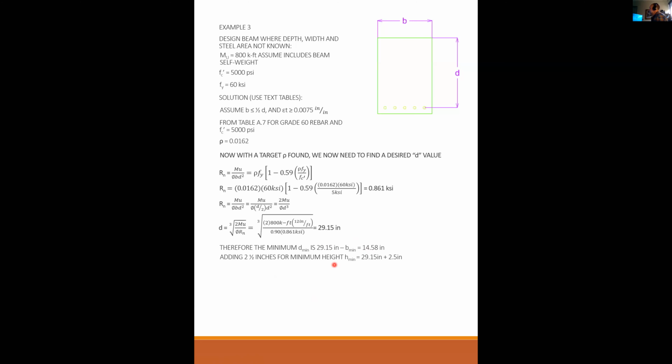If I add 2.5 inches for my minimum height, then 29.15 plus 2.5 gives me 31.65. If I need 31.65 minimum, I'm going to go to the nearest 2 inches, which in this case is 32 inches. So now I have a 32 inch beam. So my d is 32 minus 2.5 is 29.5. That's my chosen d dimension. And with d at 29.5 and my b minimum at 14.58, I'm going to round that up to the nearest 2 inches. That's 16. So with rho at 0.0162, d at 29.15, b minimum at 14.58, we can solve for our required steel.